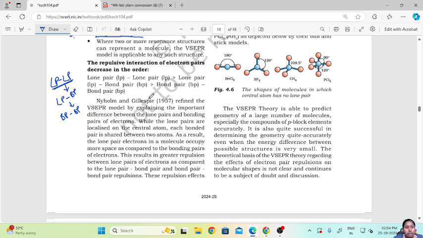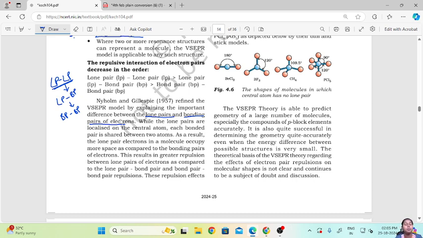So Nyholm and Gillespie refined the VSEPR model by explaining the important difference between the lone pairs and bonding pairs of electrons. Refined means they redesigned the VSEPR theory by explaining the important difference between lone pairs and bond pairs. Now, as I told you, there are lone pairs and bond pairs. While the lone pairs are localized on the central atom, each bonded pair is shared between two atoms.